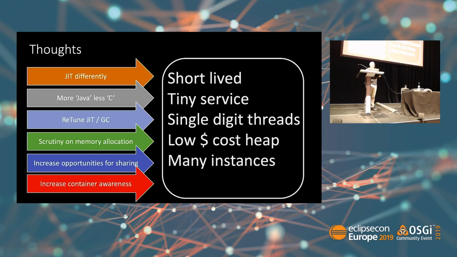So JIT differently, of course. Let's have a different think about how we JIT and when we JIT and what we JIT. Maybe if we replace some of the C code with Java code, we could get a different relationship. So maybe some of the native code becomes Java. That could be JITted. There's some trade-offs, okay? Obviously, retune. GC and JIT are heuristically driven. We can change the heuristics to match the new workloads.